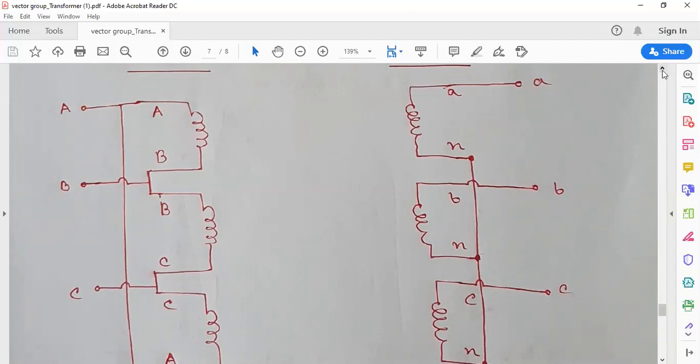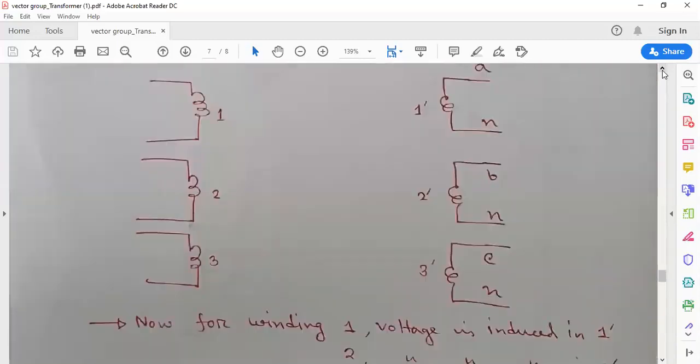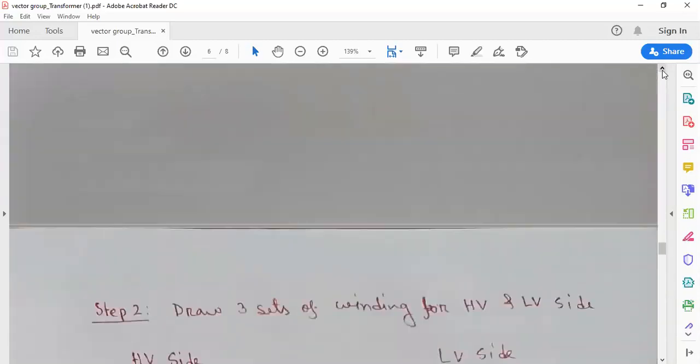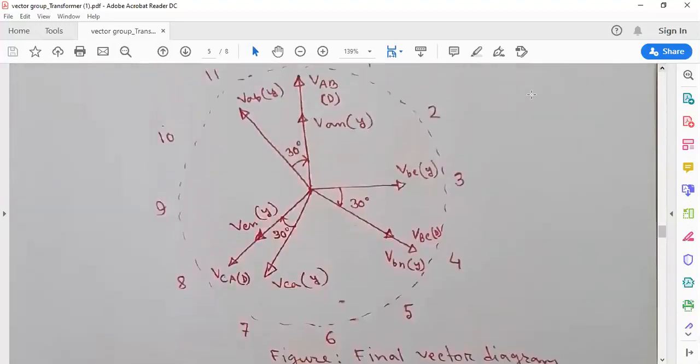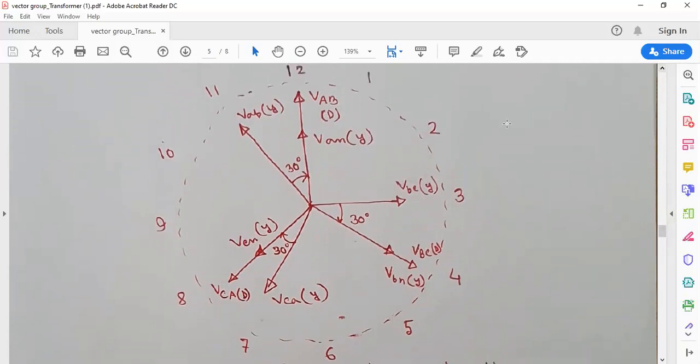So we have to go to the vector diagram. This is our vector diagram. VAN is in the 12 direction. Which voltage of the high voltage side is in this direction? That is VAB. So we applied VAB in the delta side and we get VAN in the secondary because they are in the same direction.